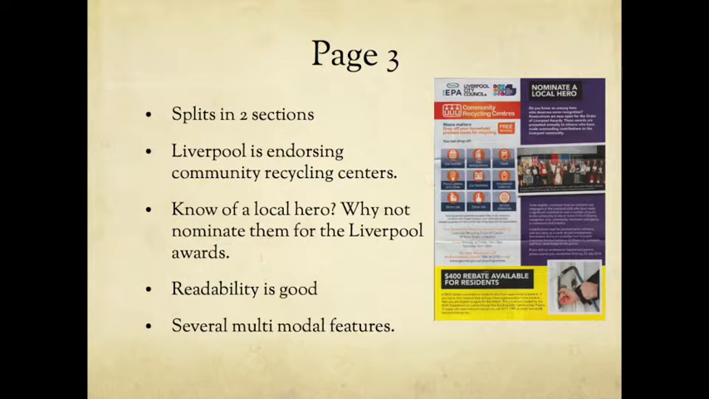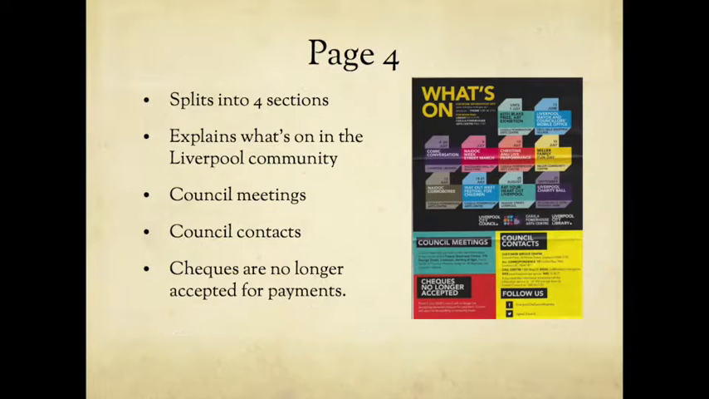Page 3 splits into 2 sections. Liverpool is endorsing community recycling centers. This is where the community can come and drop their rubbish off for a bit of cash. This includes gas bottles, car batteries, and paint. Do you know of a local hero? Then why not nominate them for our Liverpool Awards? Page 4 splits into 4 sections, explains what's on in the Liverpool community, also council meetings, council contacts, and explains that cheques are no longer accepted for payments in the Liverpool area.